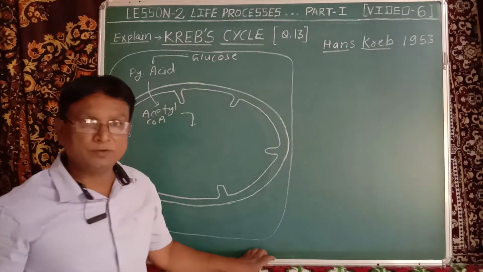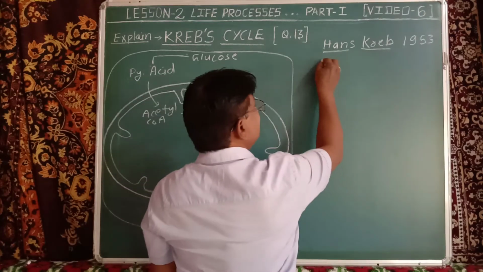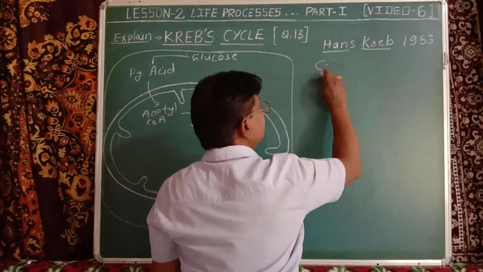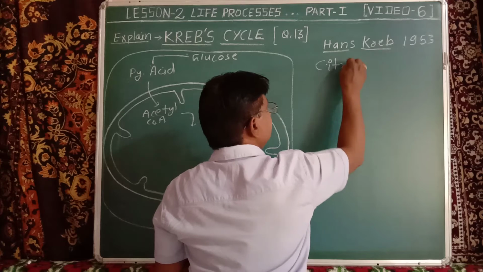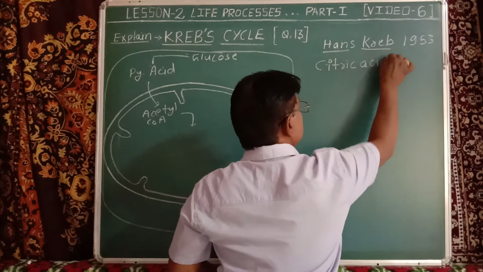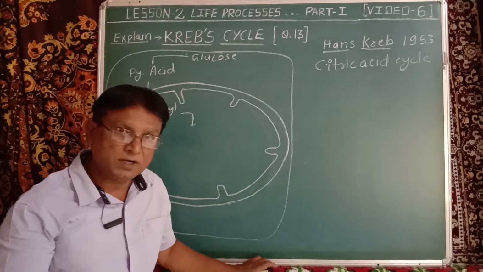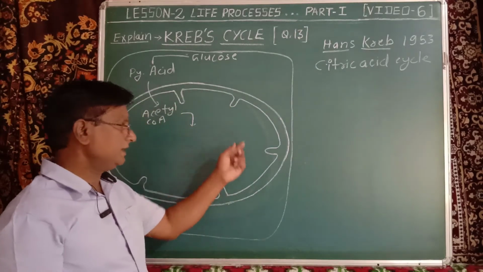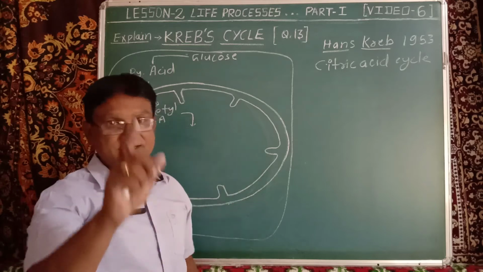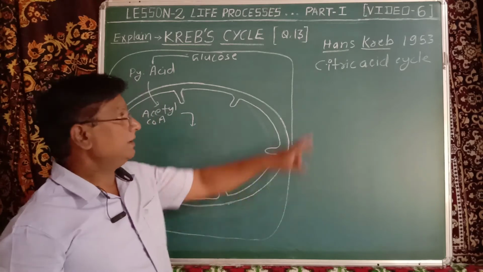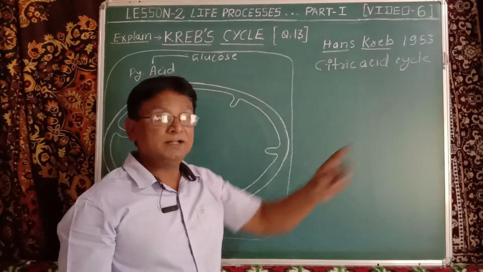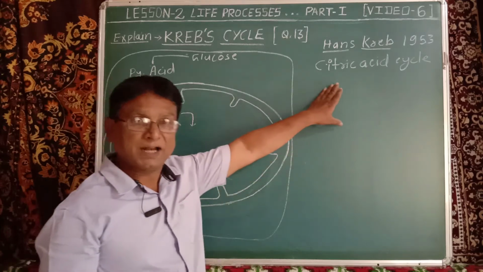It is also called the citric acid cycle. Why is it called the citric acid cycle? Because the first compound which is formed during this cyclic change is citric acid. Hence, it is also called the citric acid cycle.